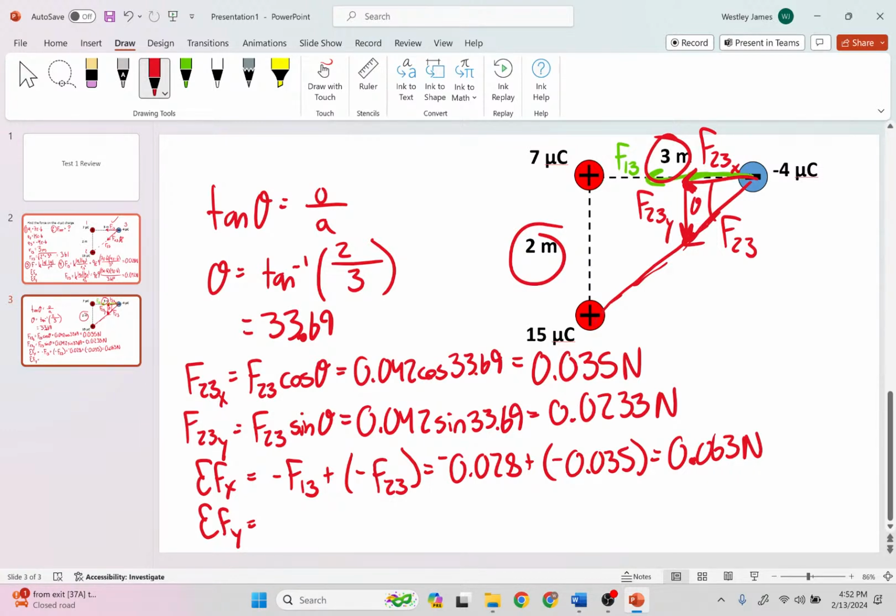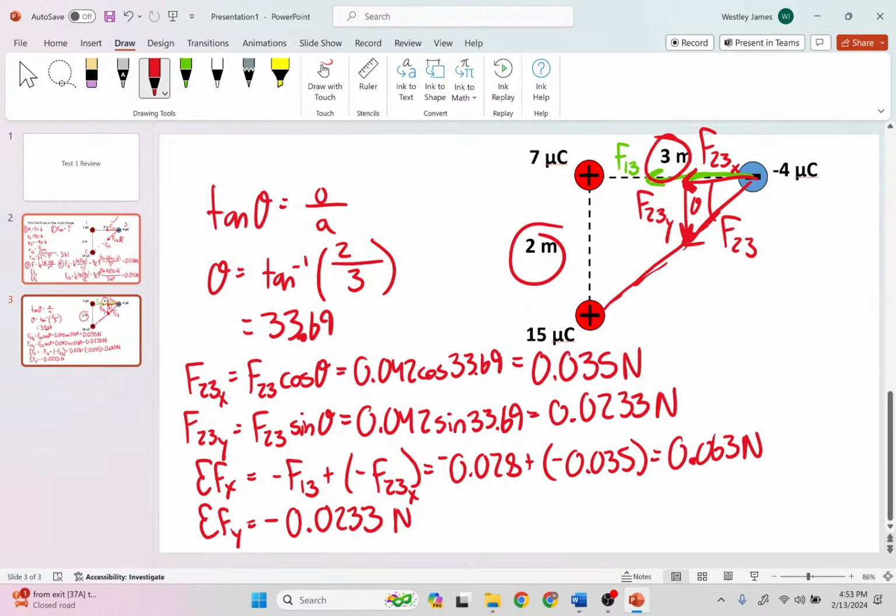Good news is, and I should have put an x here, there's literally only one force in the y direction. There's literally only one force pointed up or down, and it's F23y. Is it pointed up or down? Down. Positive or negative? Negative, spot on, y'all. Boom, there it is.